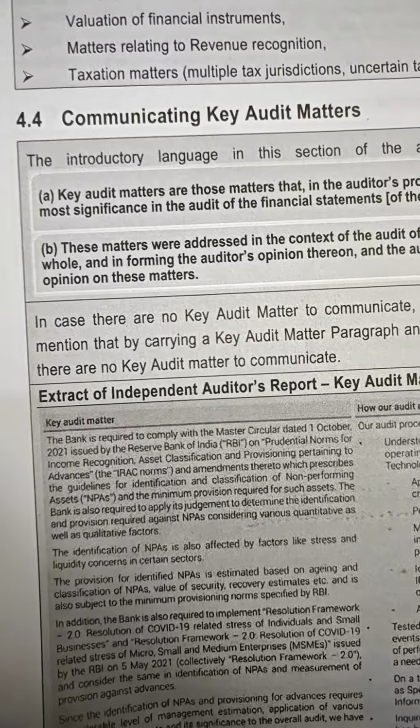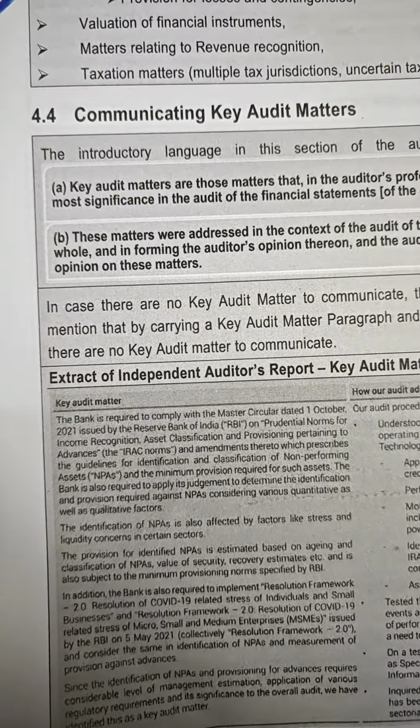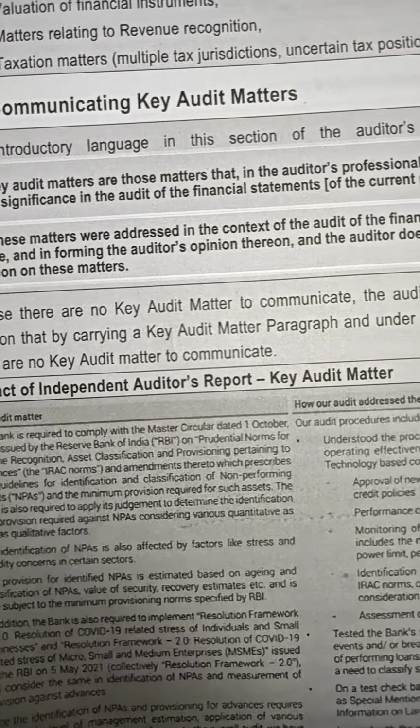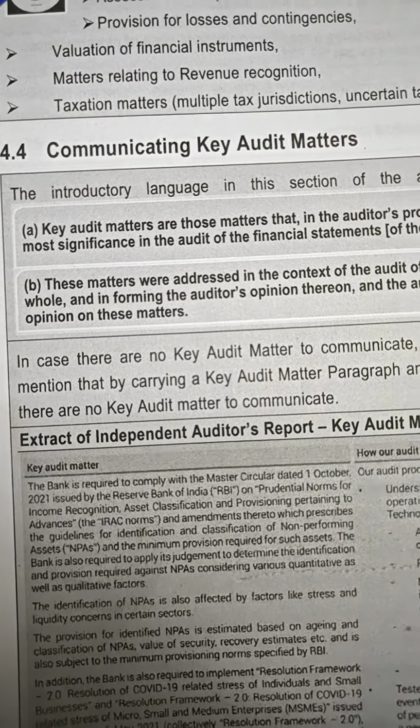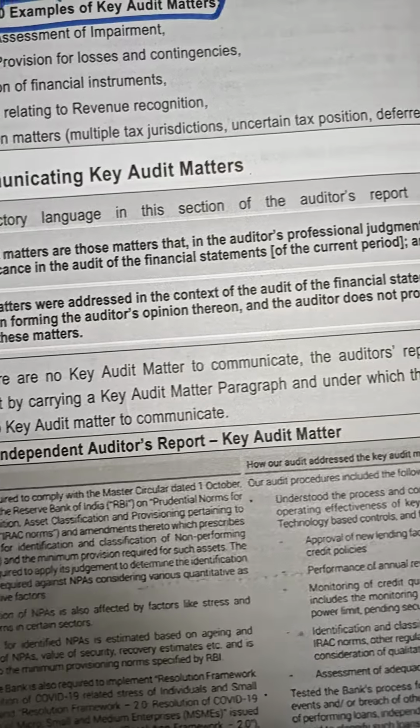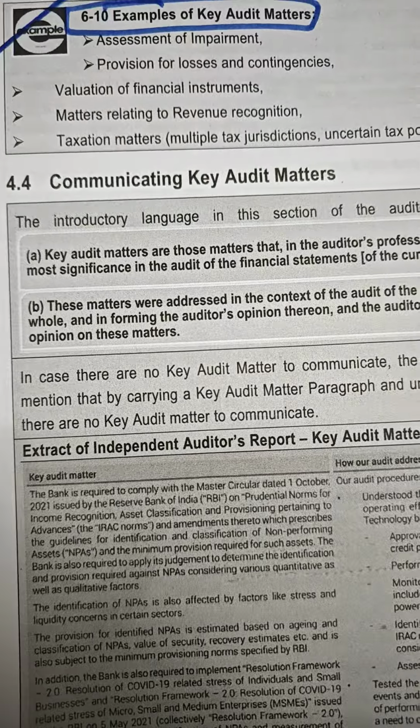One illustrative example of the key audit matter's introduction language is that key audit matters are those matters which, in the auditor's professional judgment, were of most significance in the audit of the financial statements. And these do not provide any separate opinion.